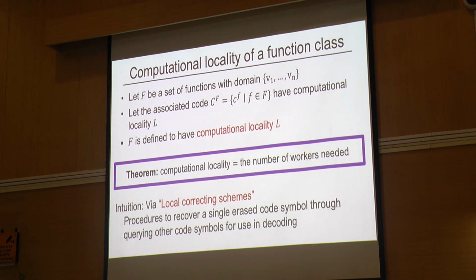And basically, local correction of codes is a well-studied area. Given a code word, if a particular symbol of the code word is in error, can you correct that error by accessing only a small fraction of the other code word symbols? Okay? So similar to the reconstruction degree problem that we saw earlier.